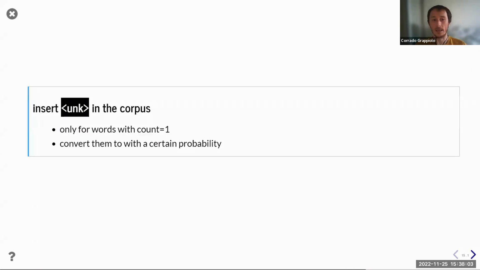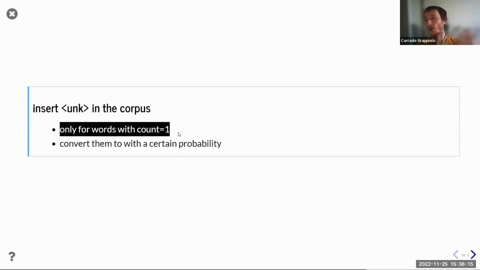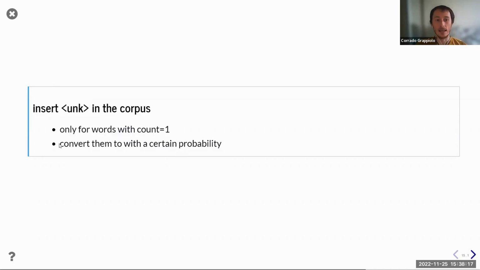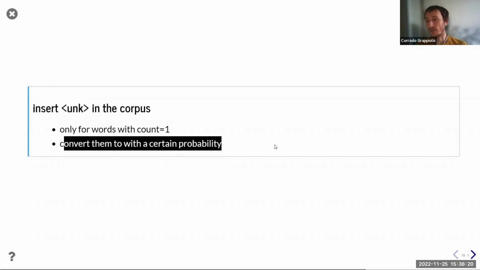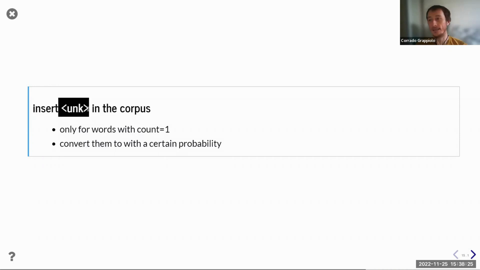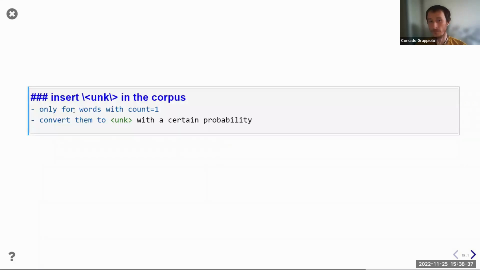So we can use some techniques to estimate how likely a rare word is, and in this case it's a very simple strategy that I adopted. We look into words that occur only once in the training corpus, and then every time we observe that word, given a certain probability, we convert it into this token, UNK. In this way, when we want to calculate the probability of a sequence that contains an out of vocabulary word, these OOV words are converted into UNK, and then we use that probability value.